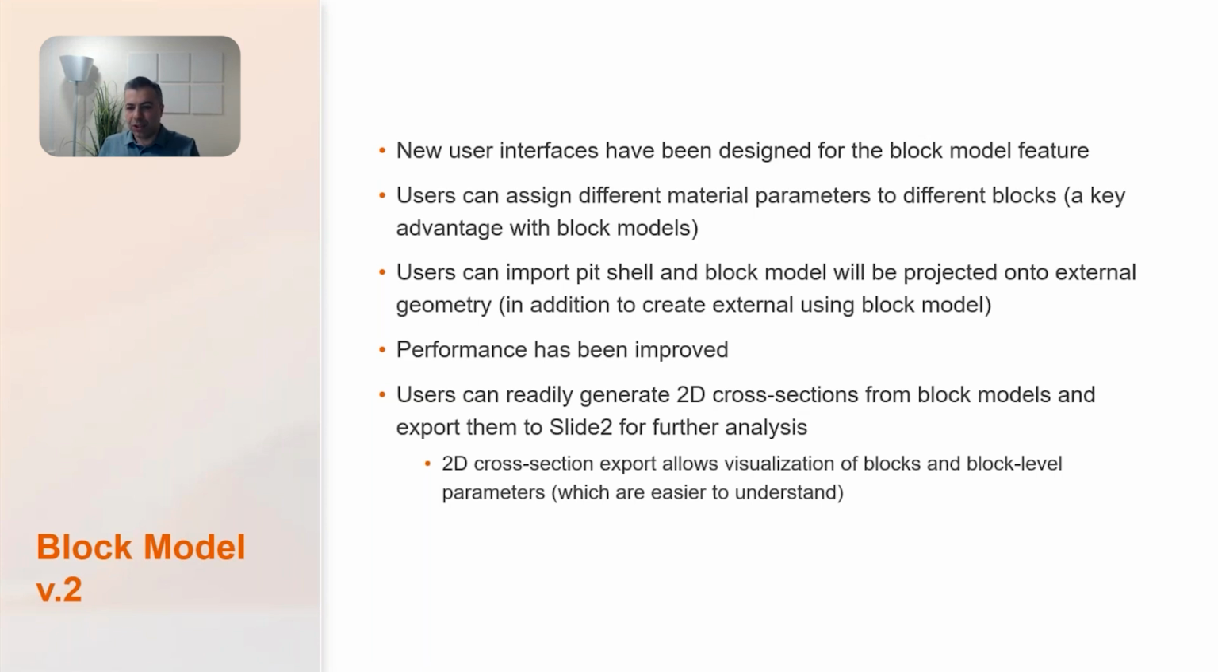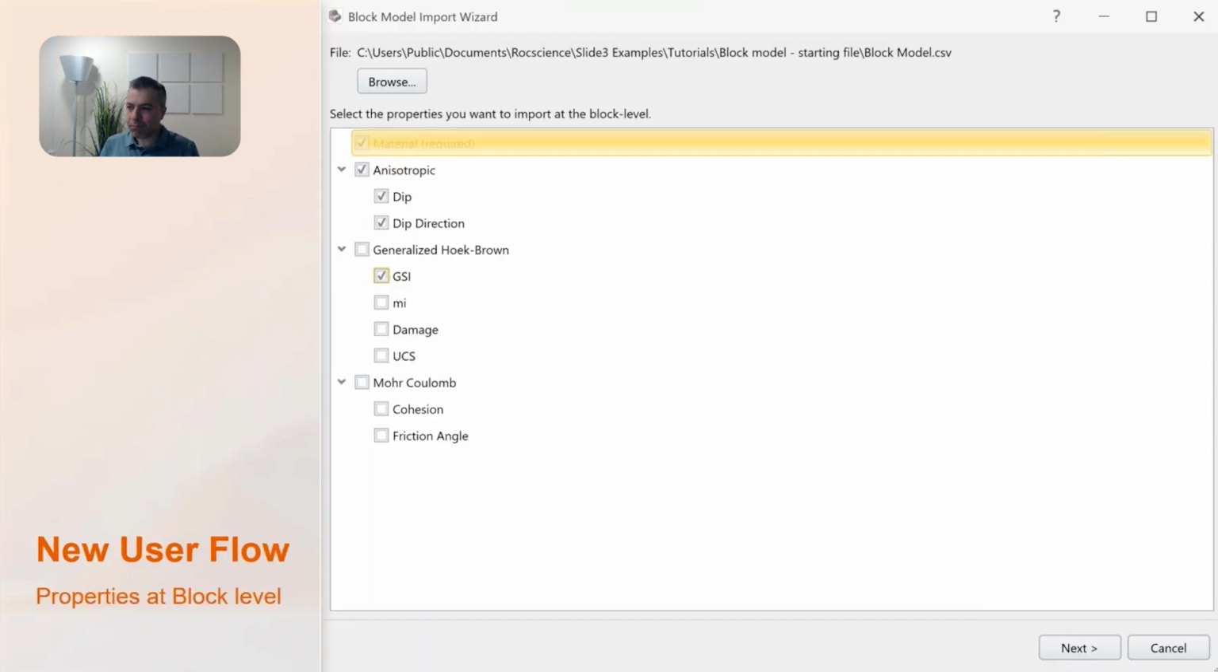Users can readily generate 2D cross-sections from the block model and export them to Slide 2 and do the 2D limit equilibrium analysis. And when you are creating these 2D cross-sections, you can visualize your block model on your 2D section, so you can see even block level cases on your 2D section. So let's see what the new stuff is. This is the new user flow.